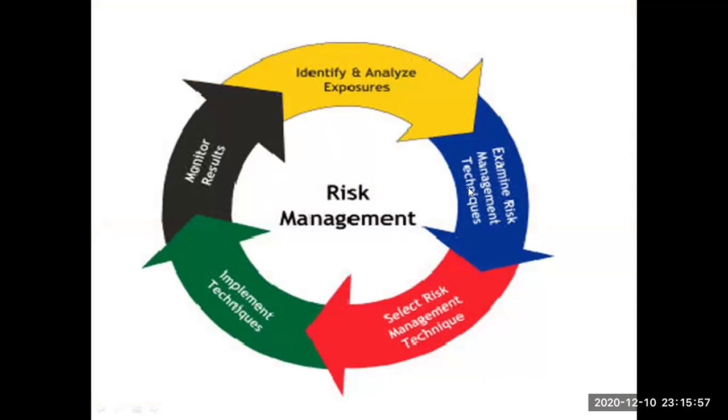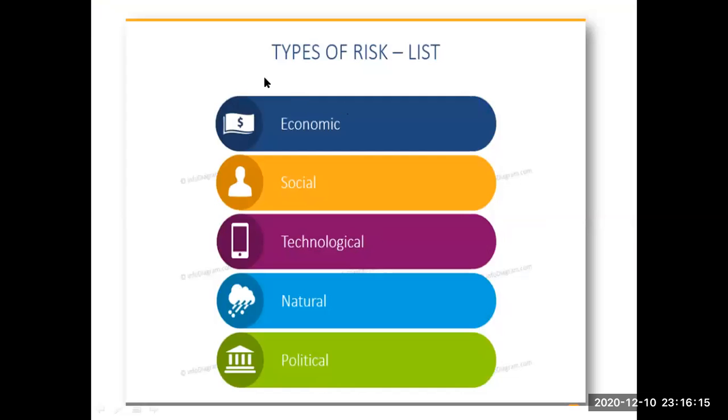Identify and analyze, examine the risk management techniques, select the risk management techniques, implement the techniques, and monitor the results. So how to avoid the risk? First, identify it, examine it, select the technique and implement it, and monitor the results. So the types of risk are economic risk, social risk, technological risk, natural risk, and political risk. These risks can be faced by each and every management.